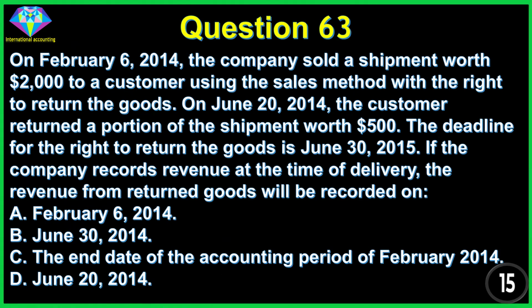On February 6, 2014, the company sold a shipment worth $2,000 to a customer using the sales method with the right to return the goods. On June 20, 2014, the customer returned a portion of the shipment worth $500. The deadline for the right to return the goods is June 30, 2015. If the company records revenue at the time of delivery, the revenue from returned goods will be recorded on A. February 6, 2014. B. June 30, 2014. C. The end date of the accounting period of February 2014. D. June 20, 2014.